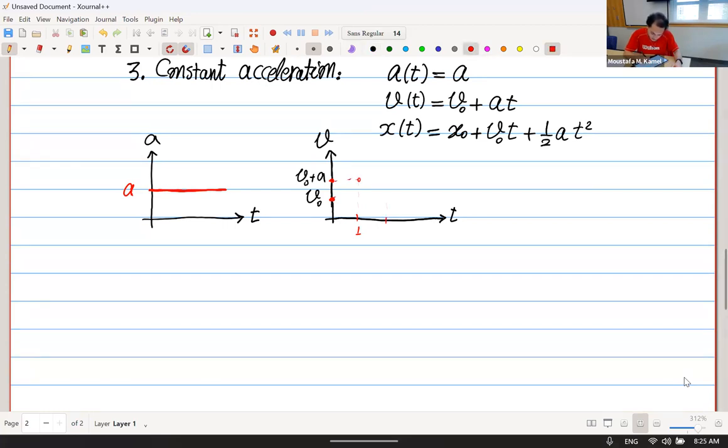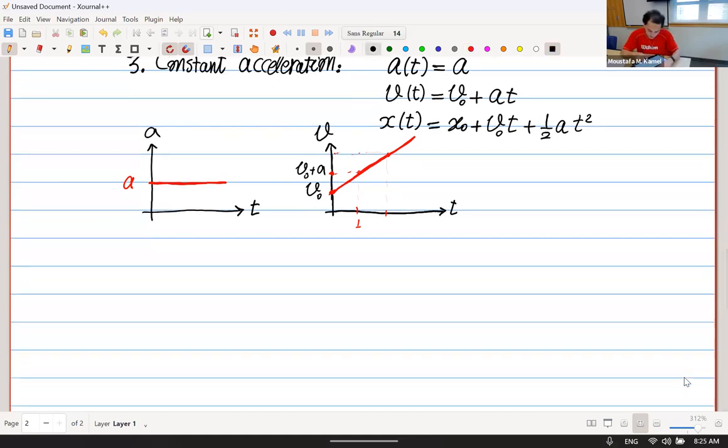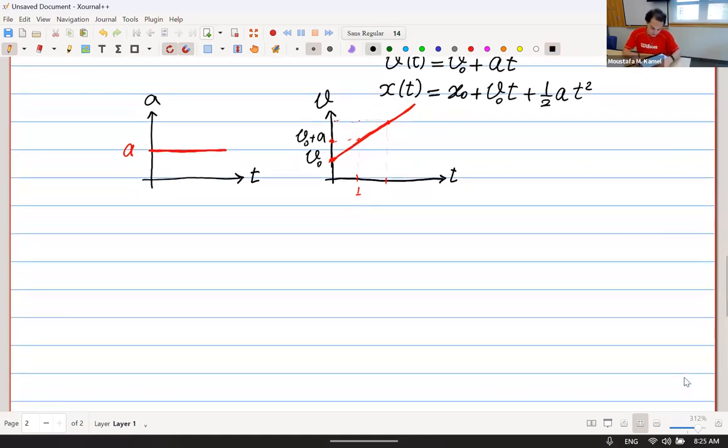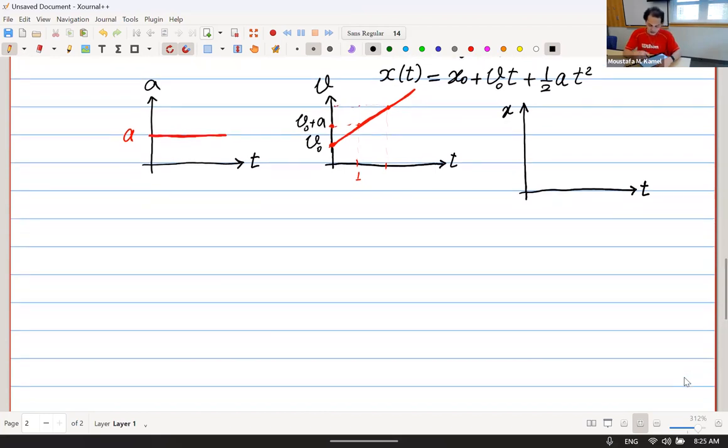And if you do the same thing over and over, you connect the dots and you get a straight line. Finally, position versus time. From the third kinematic equation, at t equal to 0, we just get initial position, x naught.